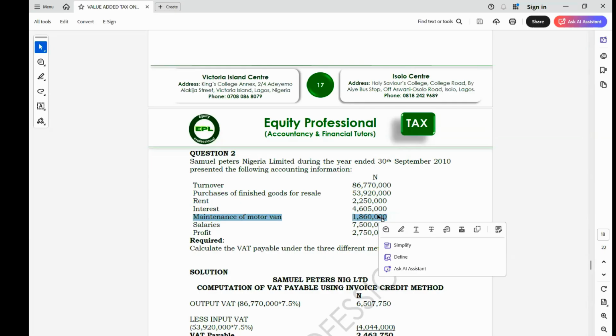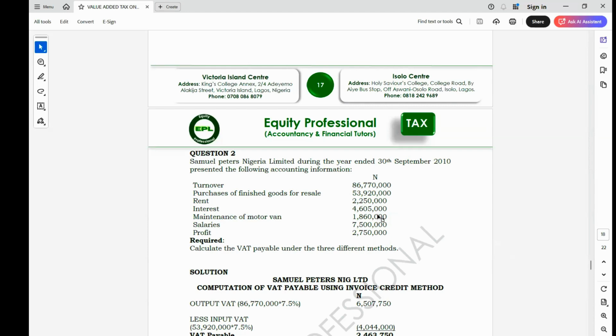Sir, what if the servicing company charges VAT on their service? The question I'm asking here is about maintenance of motor vehicle, whether the mechanic charges you or not. The mechanic can charge you VAT. That does not mean this VAT the mechanic charges you is input VAT. That was why I explained those expenditures.